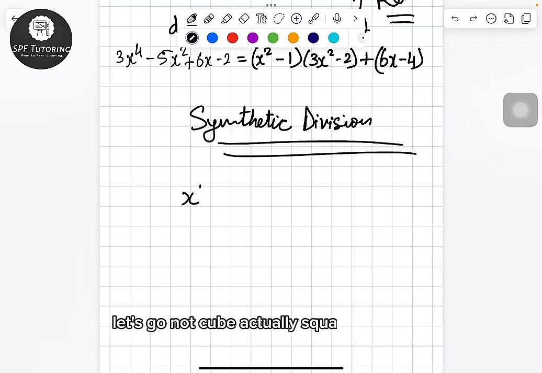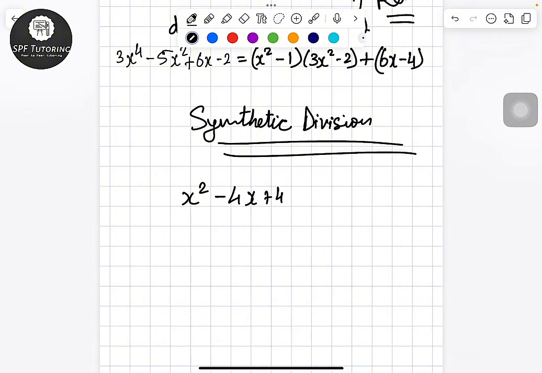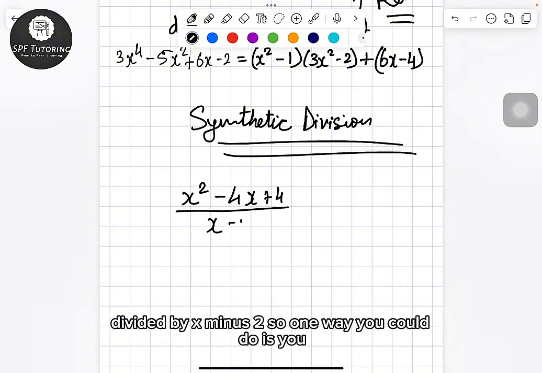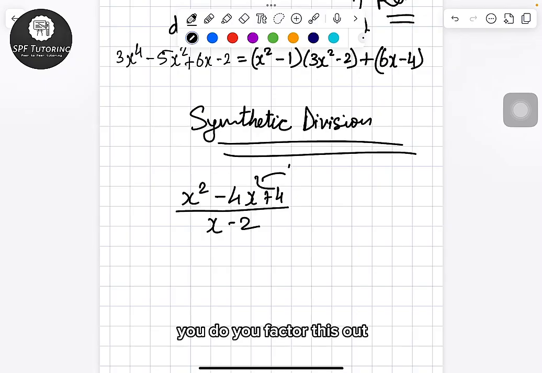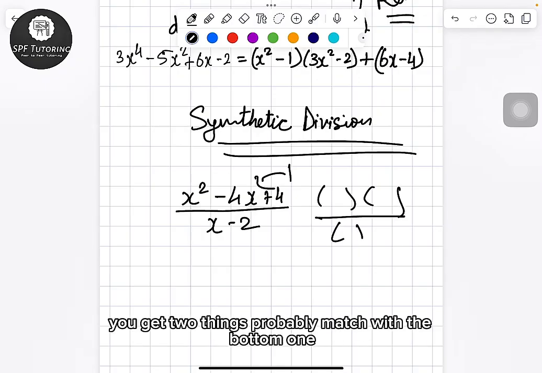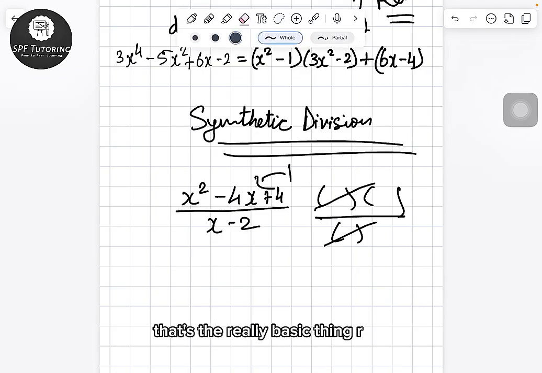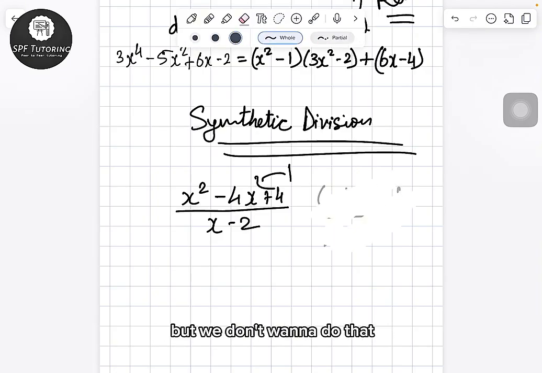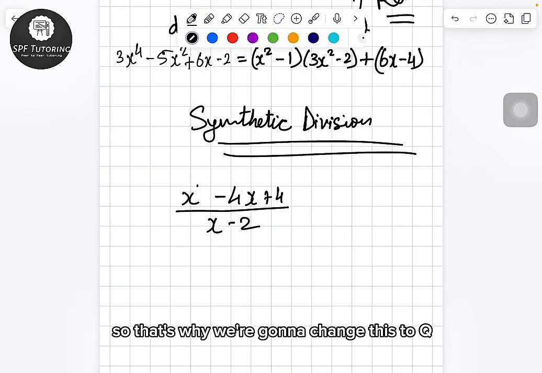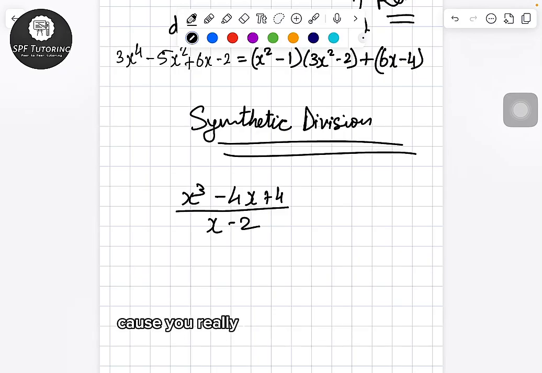Let's go not the cube, actually square: x squared minus 4x plus 4 divided by x minus 2. One way you could do this is you factor it out, you get two things, probably matching the bottom one, we hope so, and we cross multiply. That's the really basic thing, right? But we don't want to do that, so that's why we're going to change this to a cube. Now you cannot do this because you don't know how to factor a cubic function.